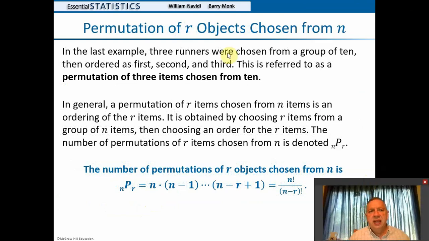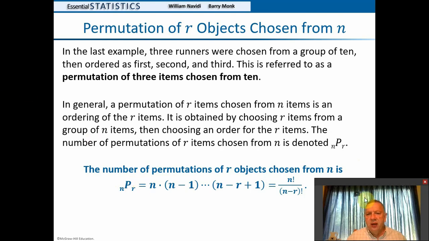Another way of saying that is this is the permutation of r objects chosen from n. In that last example, we had 3 runners chosen from a group of 10, then ordered as first, second, and third. This is referred to as a permutation of 3 items chosen from 10. In general, a permutation of r items chosen from n items is an ordering of the r items. It is obtained by choosing r items from a group of n, then choosing an order for the r items.